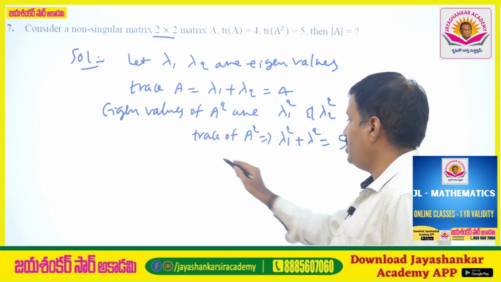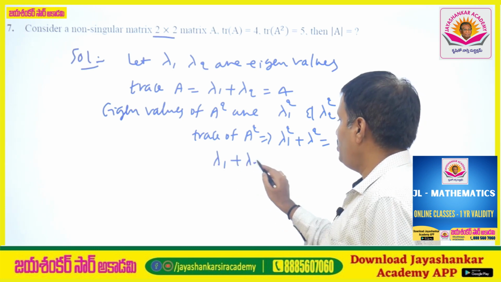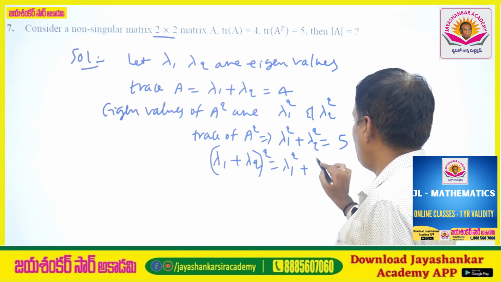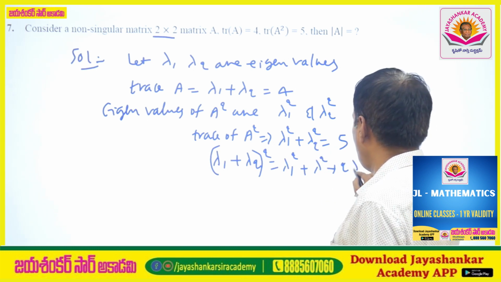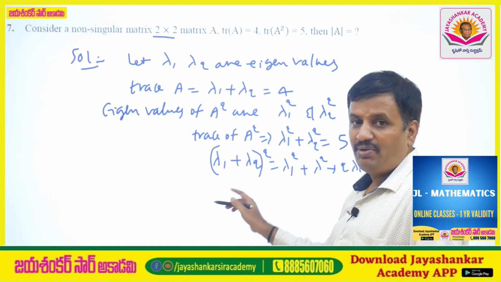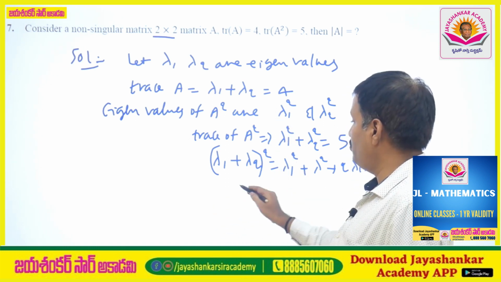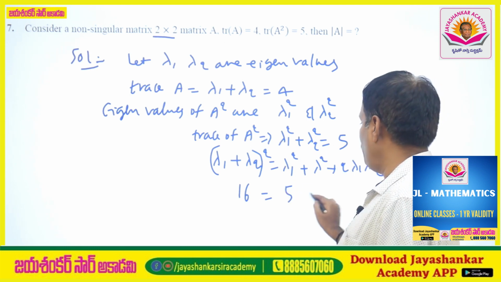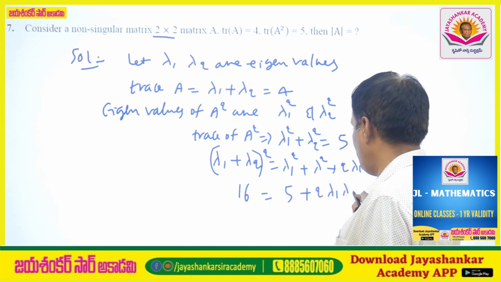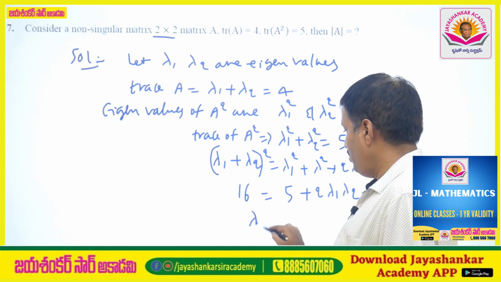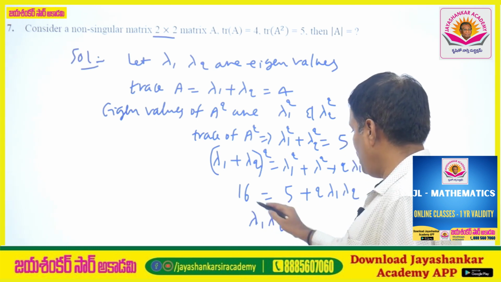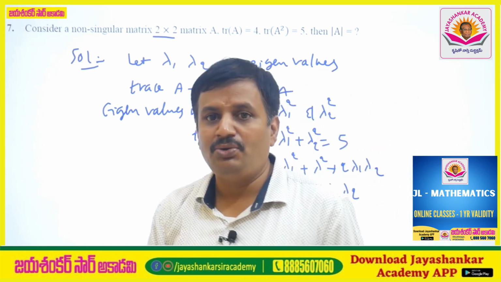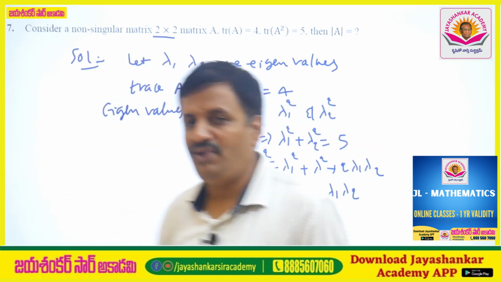Using these two formulae, (lambda 1 plus lambda 2) whole square is equal to lambda 1 square plus lambda 2 square plus 2 into lambda 1 lambda 2. Lambda 1 plus lambda 2 is 4, so the square is 16. Lambda 1 square plus lambda 2 square is 5, plus 2 into lambda 1 lambda 2. From this, lambda 1 lambda 2 is equal to 11 by 2.